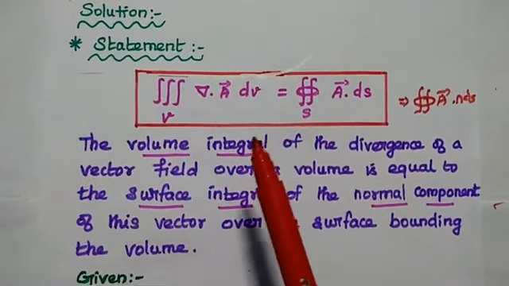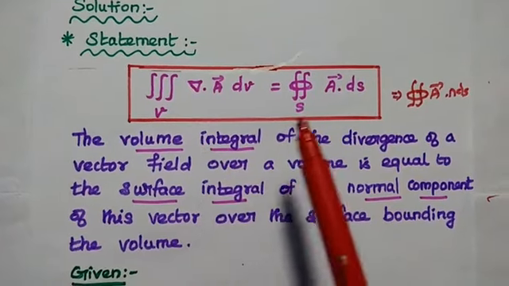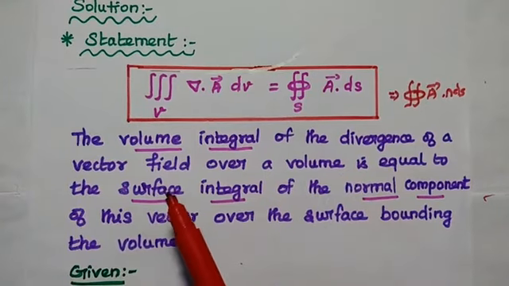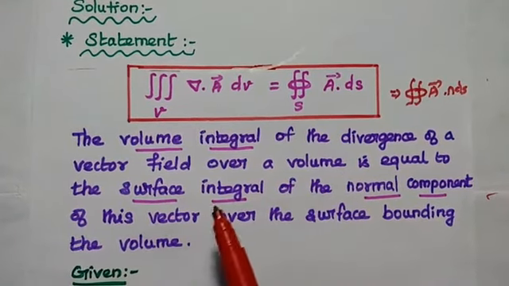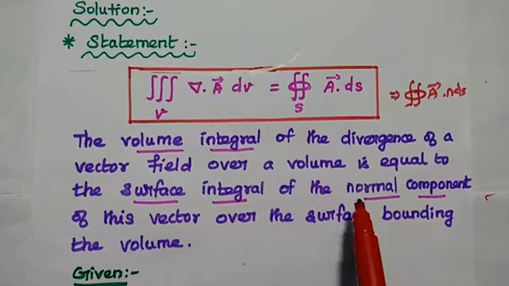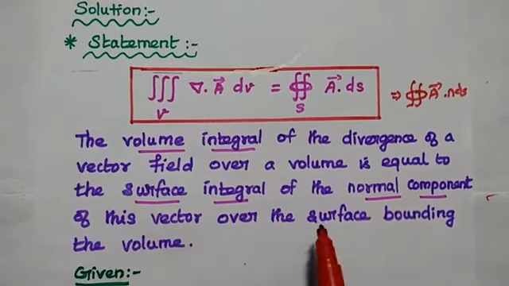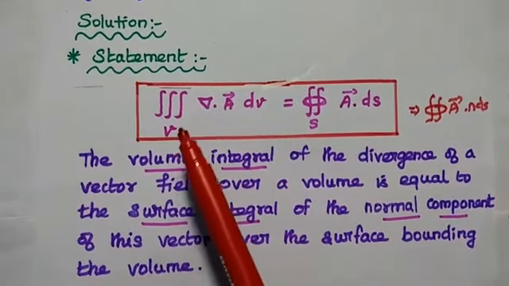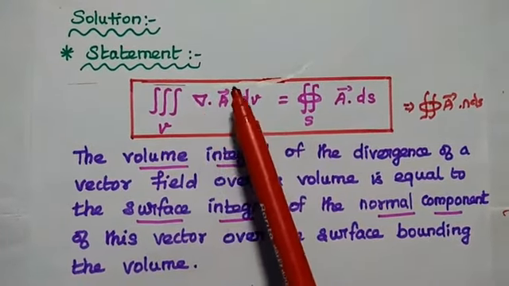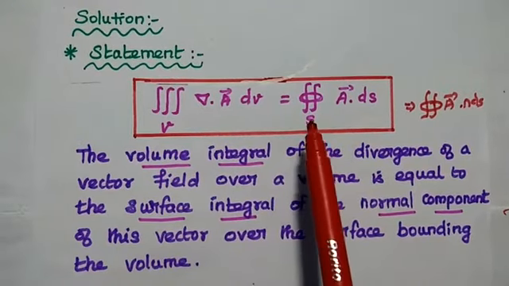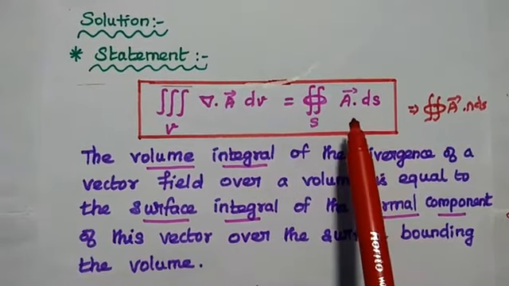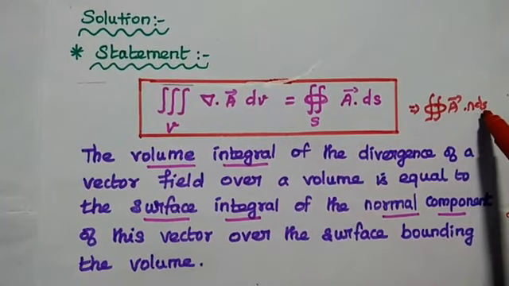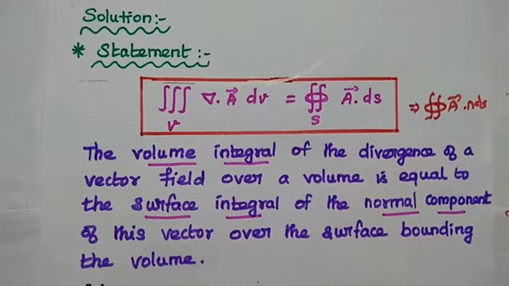As we know that the divergence theorem relates the volume integral and surface integral. That is, the volume integral of the divergence of a vector field over a volume is equal to the surface integral of the normal component of this vector over the surface bounding that volume. So that's what is given here. This can also be written as A dot n dS. Here n represents the normal component.